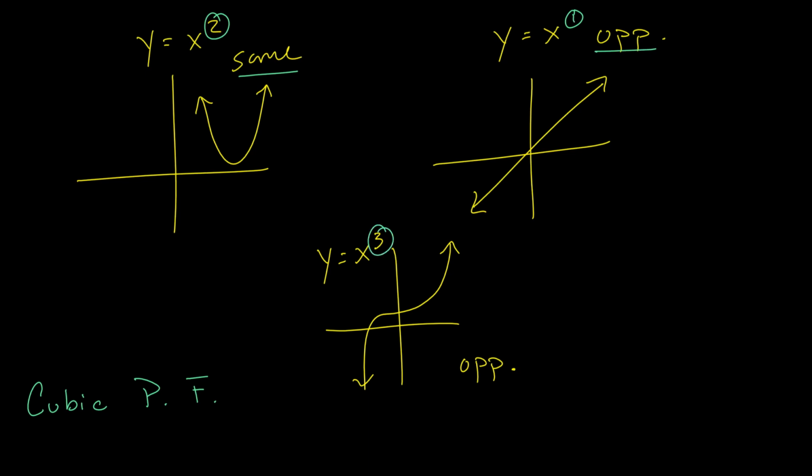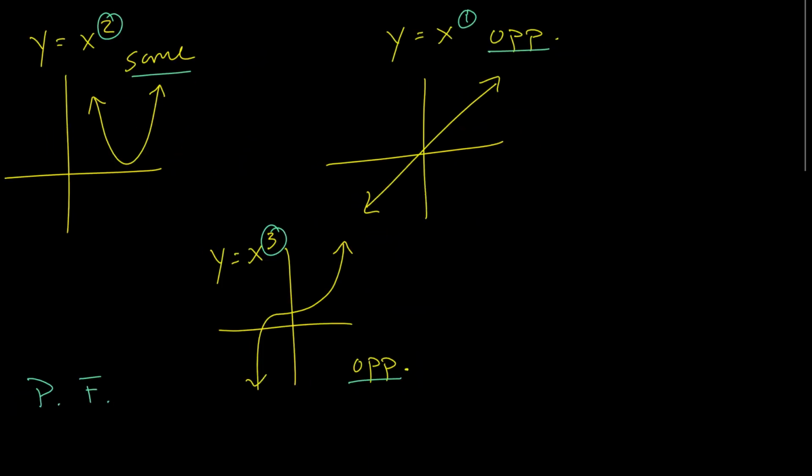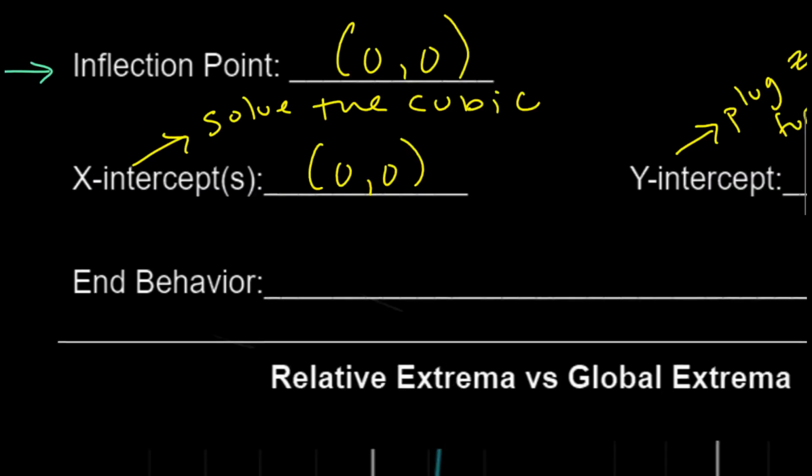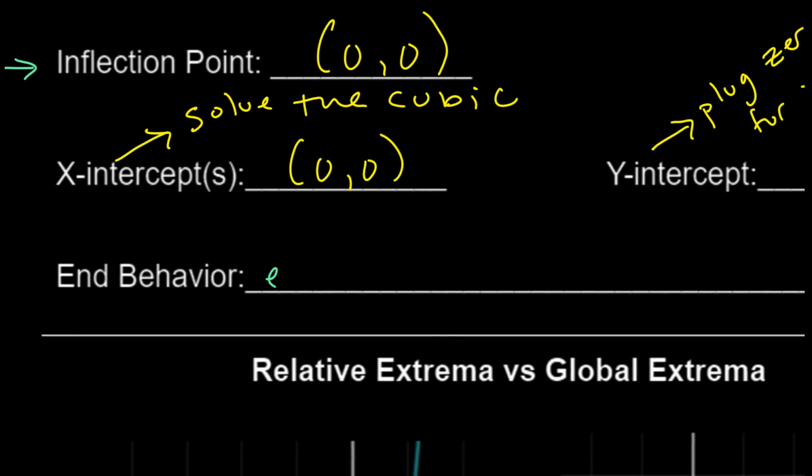3, is that odd or even? Odd, so it has opposite. What would x to the 4th be? Same end behavior. What about x to the 5th? That would be opposite. Yes. You can think odd, opposite. They both start with O, right? Odd, opposite. So over here in our notes, end behavior, you look at the exponent.